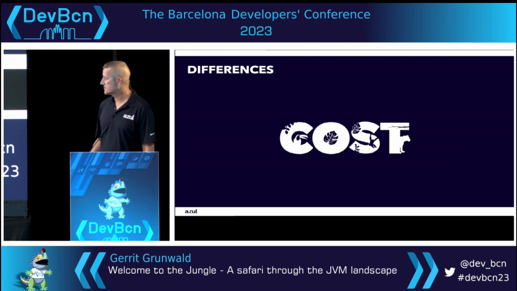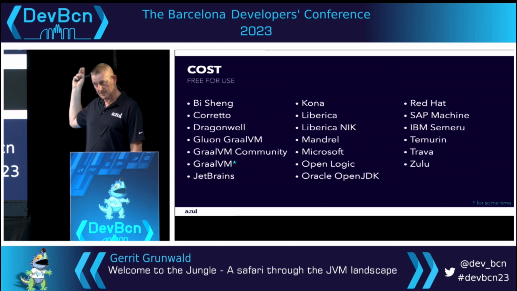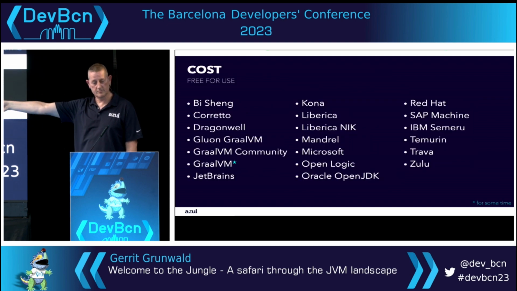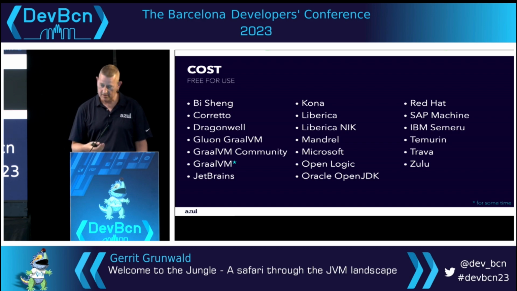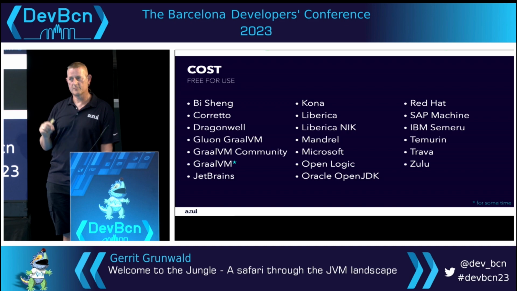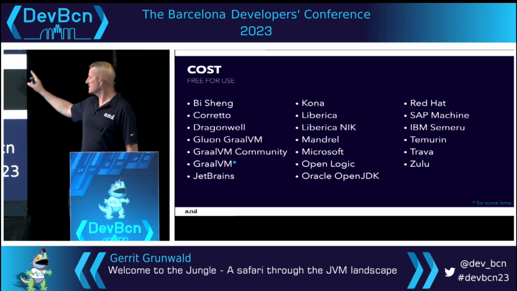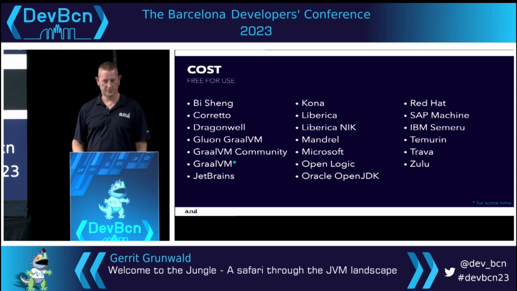Then we have costs. That might be an important thing. There are free versions, and these are all the versions you can download and use for free in production. You see this little asterisk on GraalVM, because GraalVM is always a little bit specific. And the same goes for Oracle JDK, which is not on this list, because it is only free for some time.